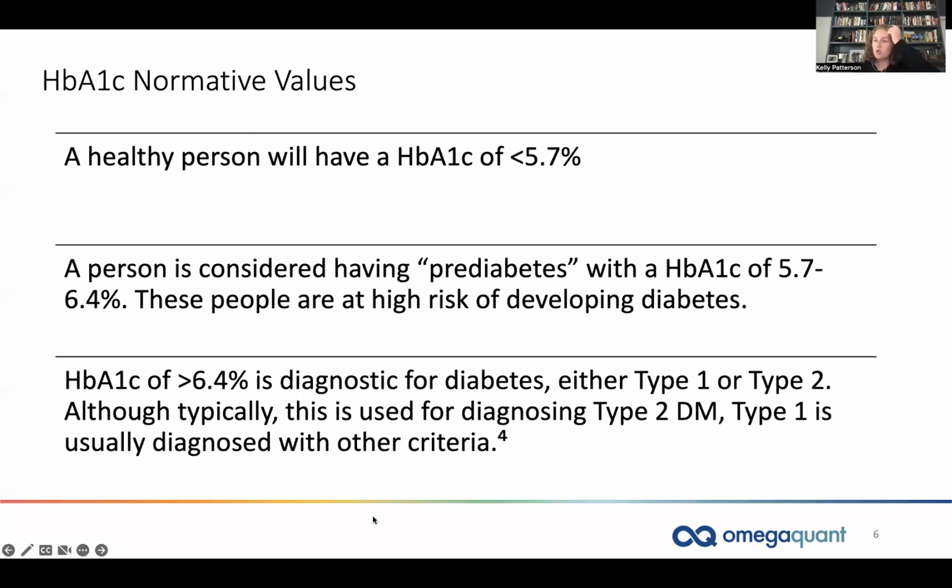So what are considered normal values of hemoglobin A1c? A healthy person will have a hemoglobin A1c of less than 5.7%. A hemoglobin A1c of 5.7% or higher would be considered in the pre-diabetic range, from 5.7 to 6.4%. And these are people who are at very high risk for developing diabetes.